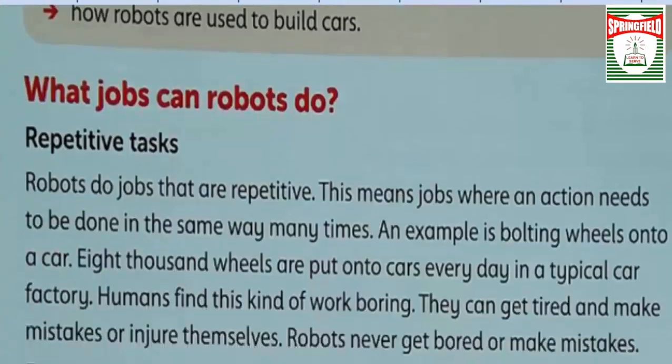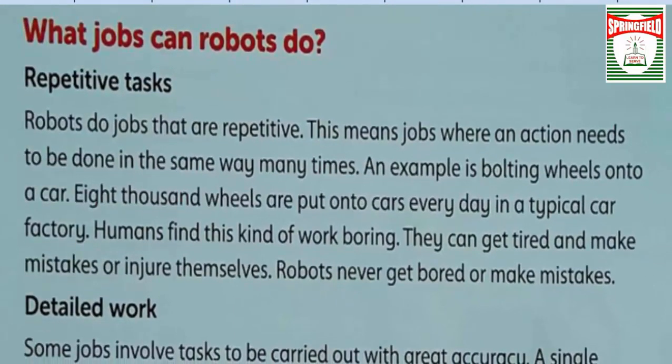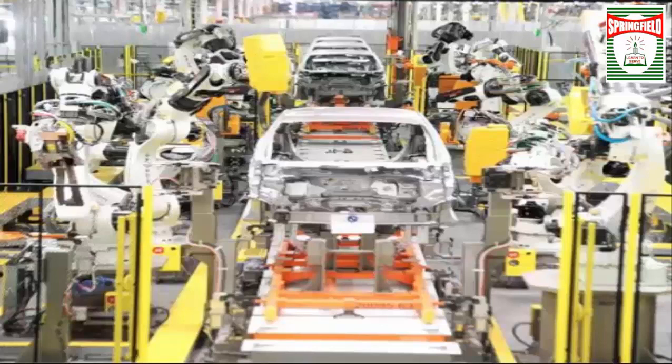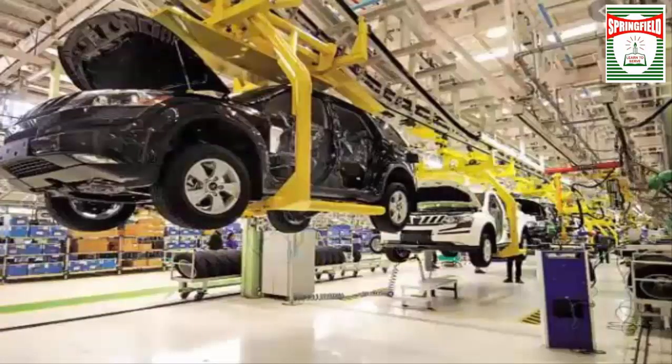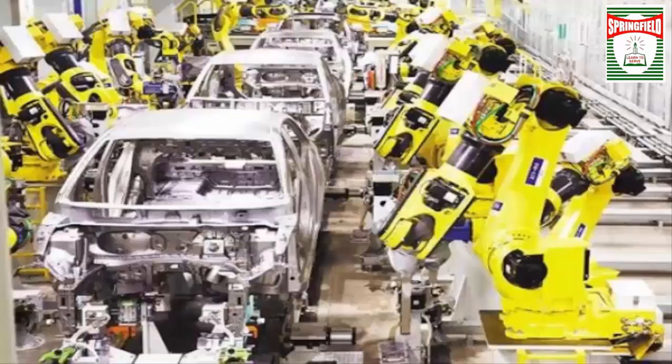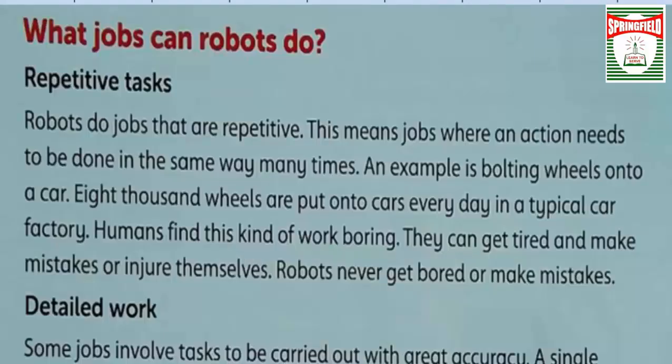Number one is the repetitive task. Robots do jobs that are repetitive. This means jobs where an action needs to be done in the same way many times. An example is bolting wheels onto a car. 8,000 wheels are put on cars every day in a typical factory, and humans find this very boring, so they can get tired and make mistakes or injure themselves. So robots never get bored and never make mistakes.